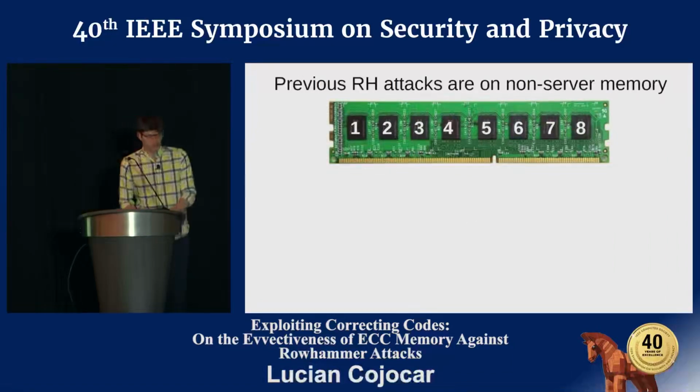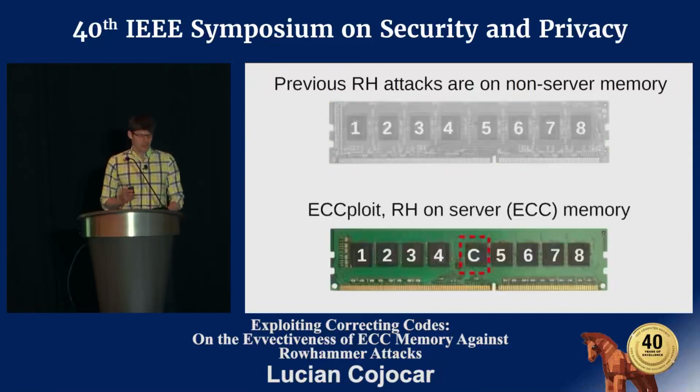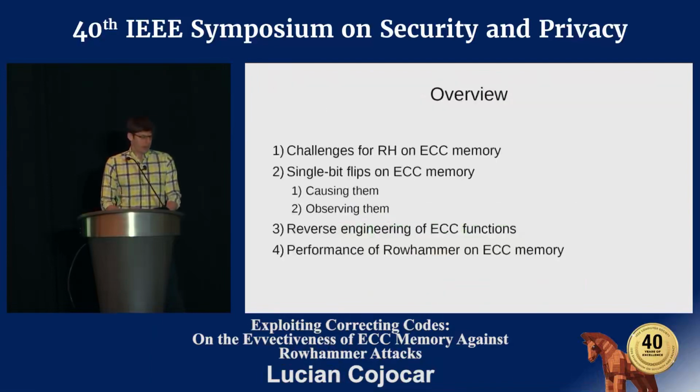So the question is, what is so special about server memory? And this is where ECC exploit comes into play. So ECC exploit is a Rowhammer exploit that will work on server memory. Server memory has a special capability most of the times, and that is it can correct some of the bit flips. It does so by using an extra chip that stores this control or redundant bits. So ECC exploit aims at this type of memory.